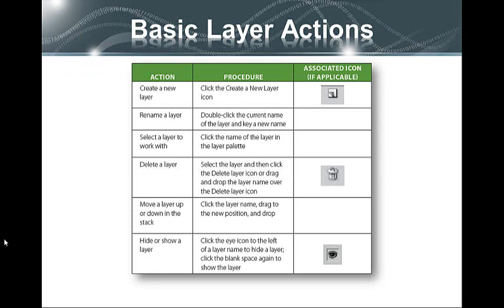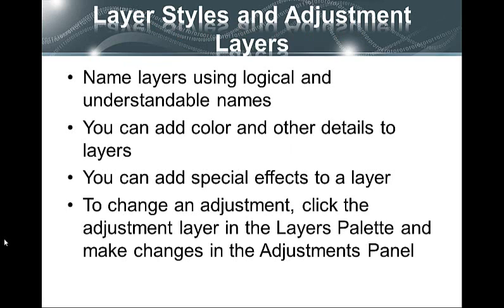Here you can see your basic layer actions, from creating a new layer, renaming, selecting a layer to work with, deleting, moving it up, and showing and hiding. Name layers using logical and understandable names. You can add color and other details to the layers. You can add special effects to the layer, and change an adjustment. Click the adjustment layer in the layers palette and make changes in the adjustments panel.